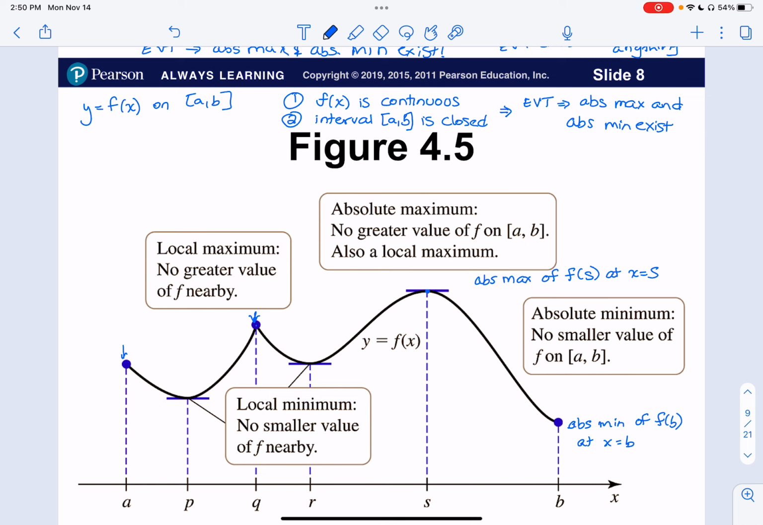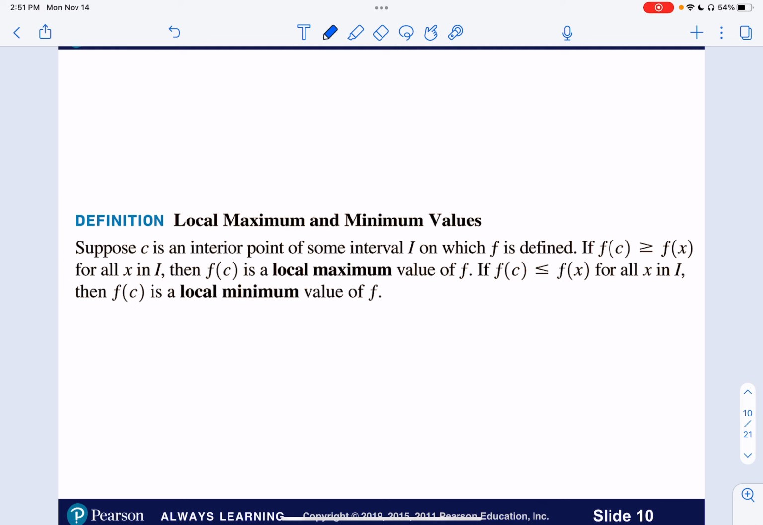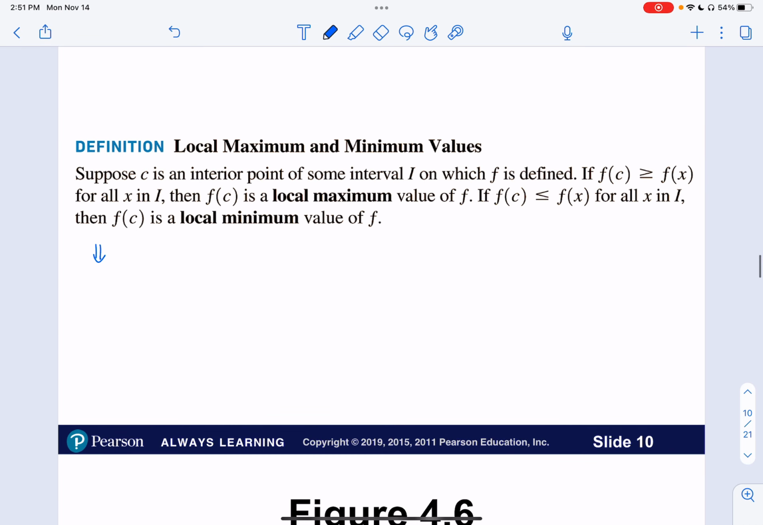So if we talk about local minimum and maximum values, suppose C is an interior point of some interval I on which f is defined. If f of C is greater than or equal to f of x for all x in I, then f of C is a local maximum value of f. And if f of C is less than or equal to f of x on all x in I, then f of C is a local minimum value of f of x. Note, in this text, we say local minimum and maximums occur only at interior points.